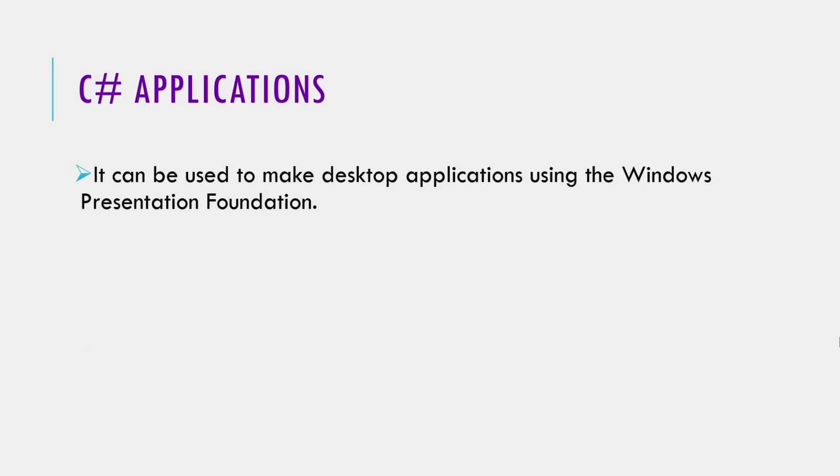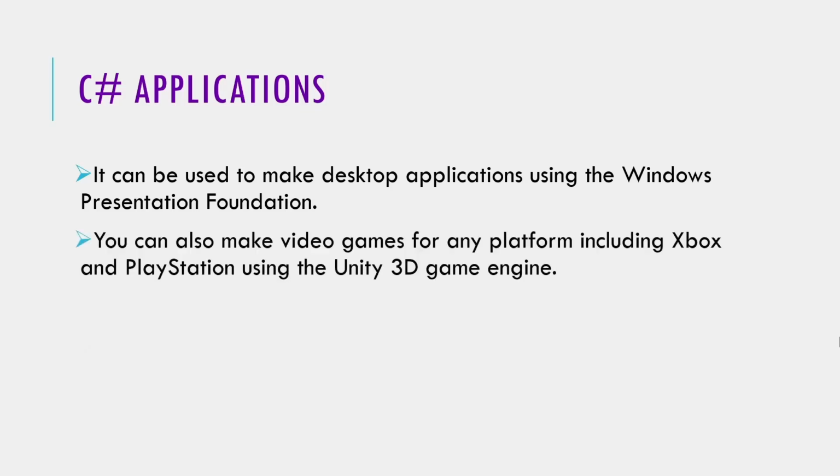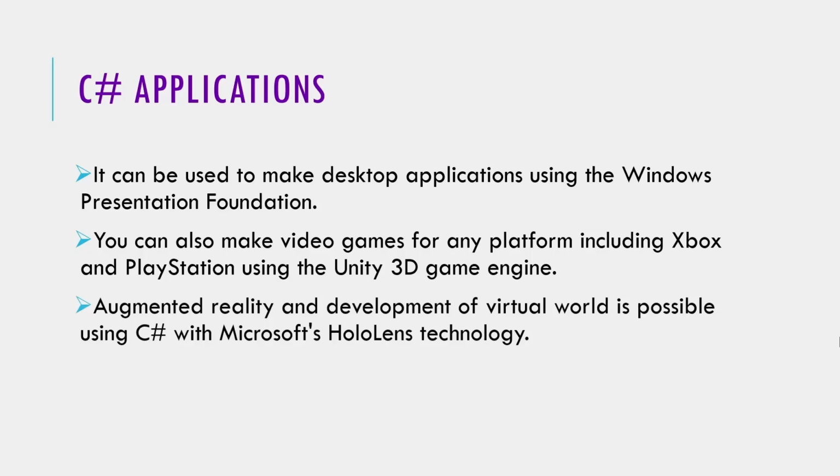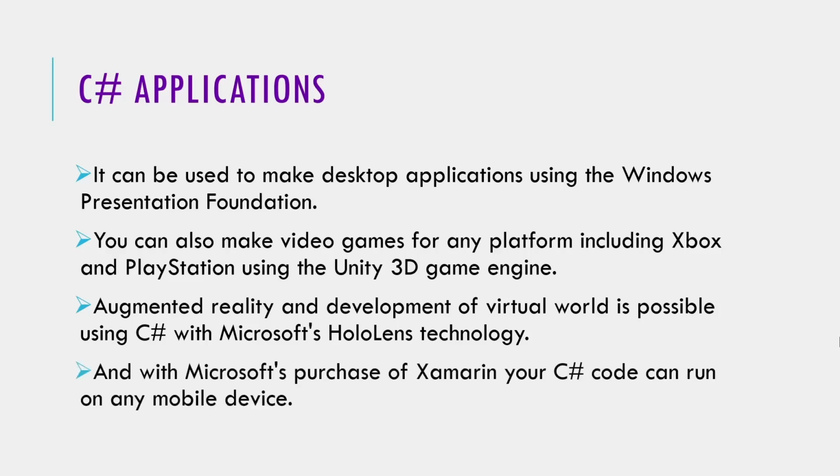C Sharp can be used to make desktop applications using the Windows Presentation Foundation, and to make video games for any platforms, including Xbox and PlayStation, using the Unity 3D game engine. Augmented reality and development of virtual worlds is possible using C Sharp with Microsoft's HoloLens technology. And with Microsoft's purchase of Xamarin, your C Sharp code can run on any mobile device.